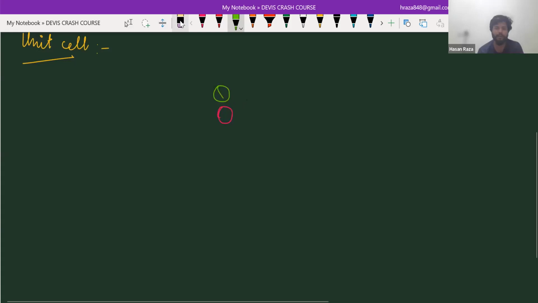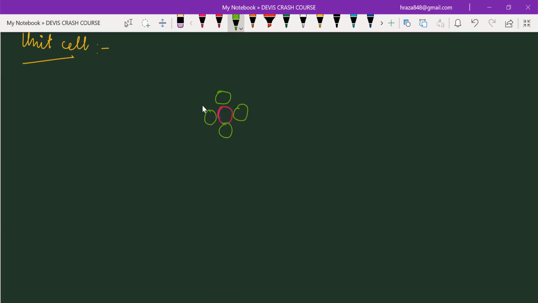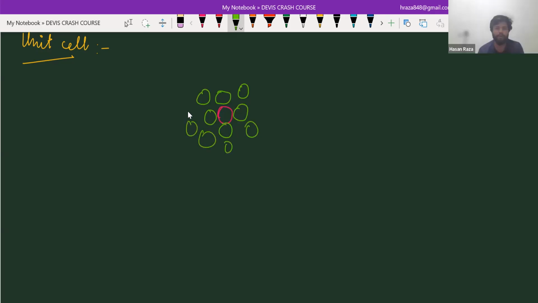Like this. Now wait a minute, let me touch this. These are touching each other. And then other atoms like this. So if I'm going to ask you the coordination number of this atom, it will be 4, because it is directly in contact with this atom, this atom, this atom, this atom.